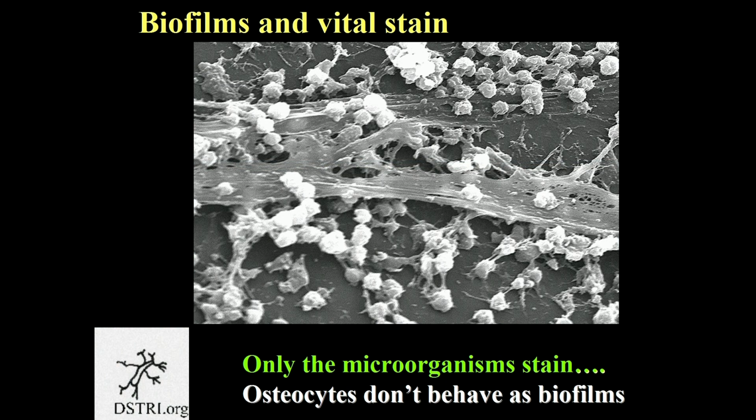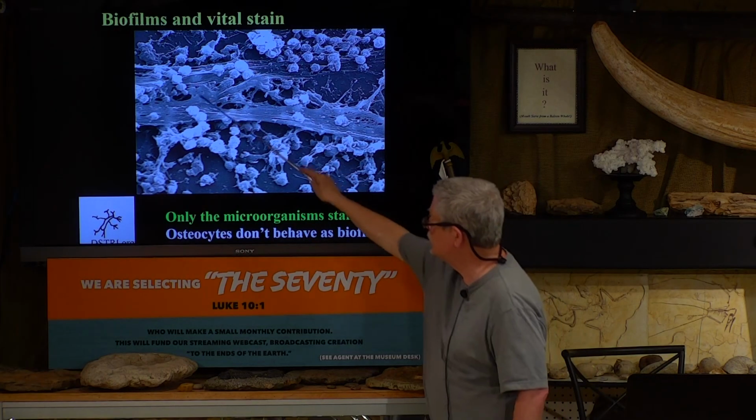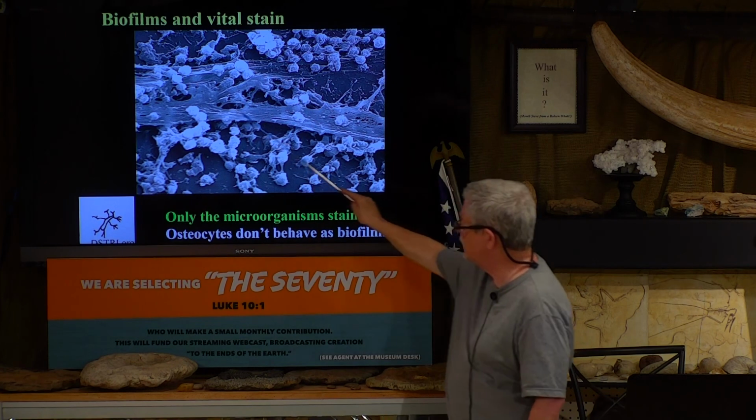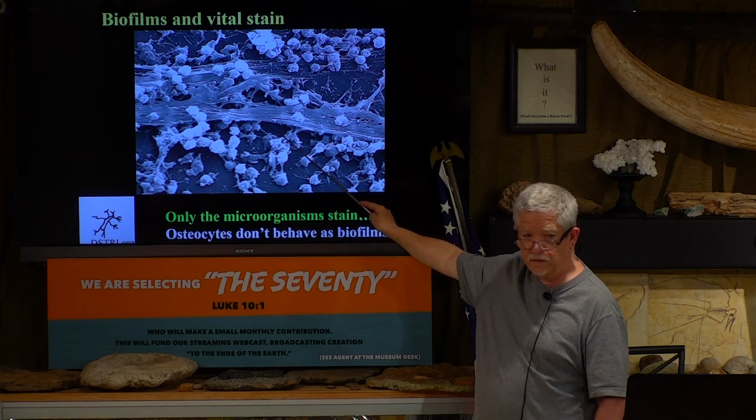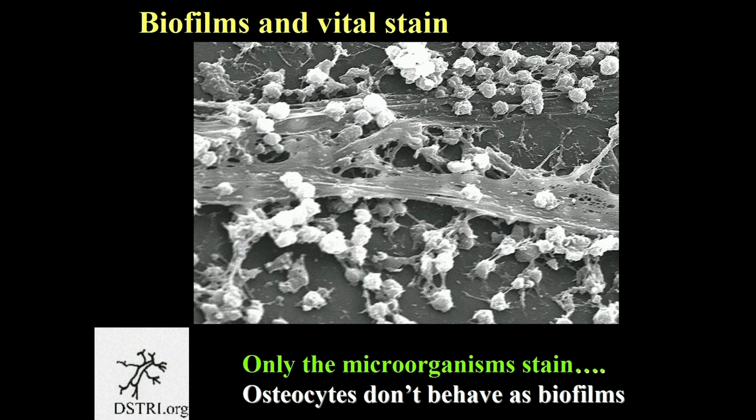And here you see them here. This is a scanning electron microscope picture. Here are all the cells. And this is the biofilm. Look at that stretchy, gooey stuff. This does not take up stain. And so if those cells were biofilms, they would not behave as they are behaving.